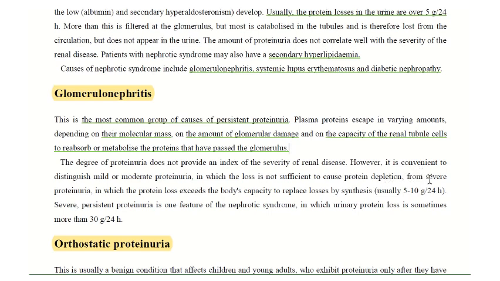من severe proteinuria in which the protein loss exceeds the body capacity to replace losses by synthesis اللي هي عادة usually ما بين 5 إلى 10 جرام per 24 hour. Severe persistent proteinuria is one feature of the nephrotic syndrome، يعني احنا قلنا nephrotic syndrome هو واحد من الأسباب مالته هي glomerulonephritis. The severe persistent proteinuria is one feature of the nephrotic syndrome in which the urinary protein loss is sometimes more than 30 grams per 24 hours.